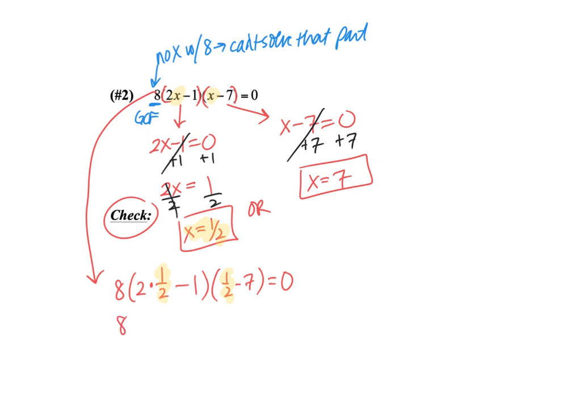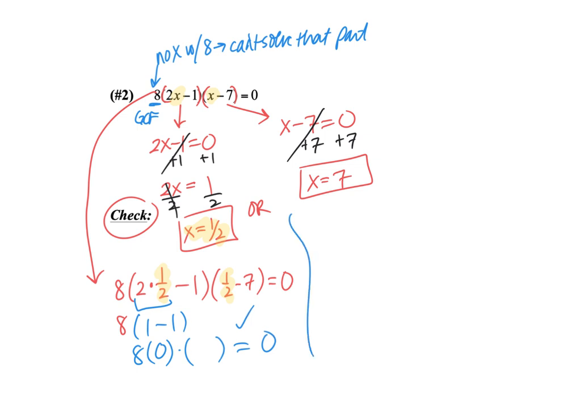So I've got my 8 there. When I multiply 2 times 1/2, that's really a 1 minus 1. There's my 0. So as soon as I multiply anything by 0, don't I know that answer is going to be 0? So I'm done.